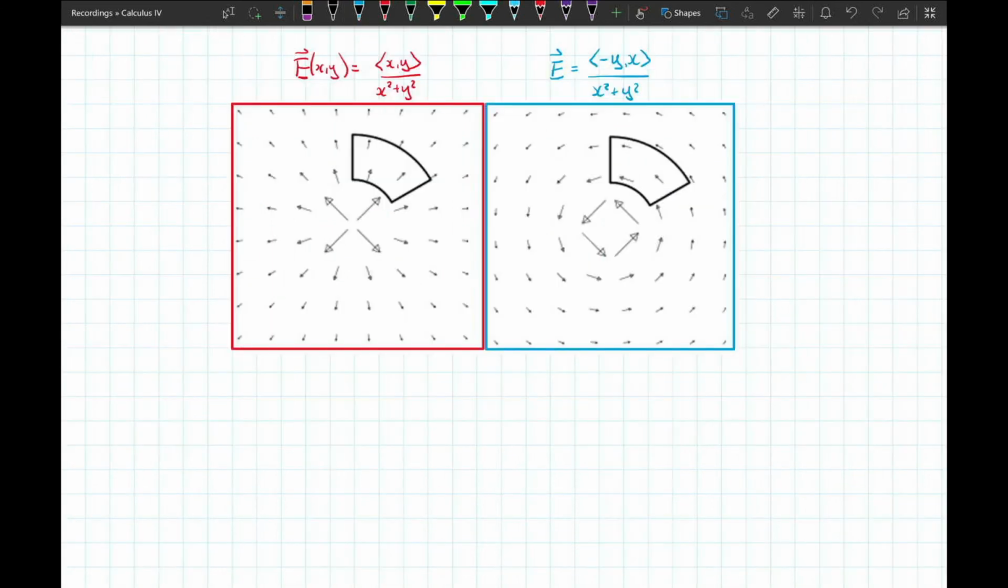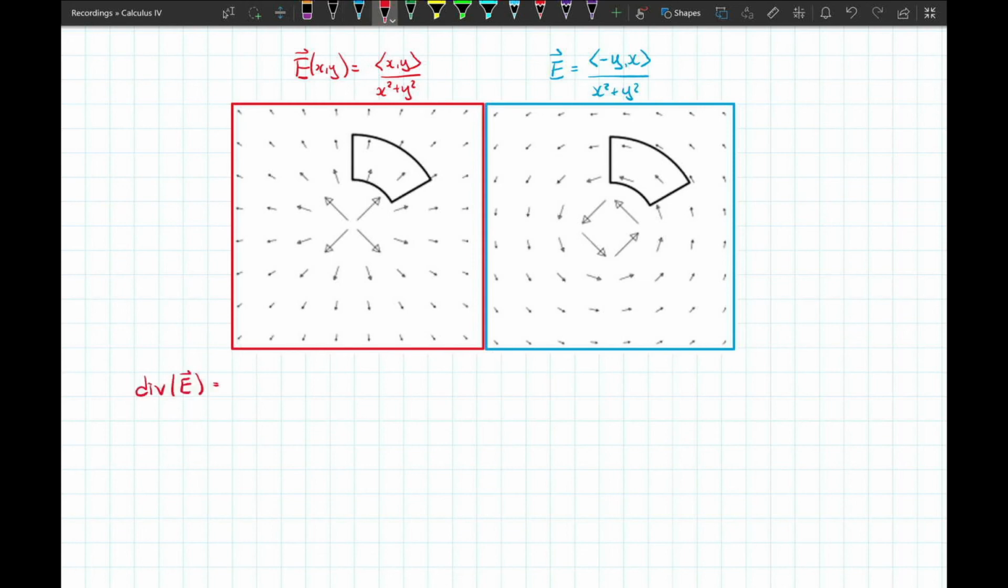Here I've got 2 fields. I'm calling them E instead of F, and there might be a reason for that. E of x, y is simply the vector field defined by x, y, all scaled by dividing by x squared plus y squared. And I've got another vector field E, which is simply negative y, x, but all being multiplied by the scalar 1 over x squared plus y squared again. Well, these are very similar to the examples we looked at earlier to understand curl and divergence, but let's actually calculate them in both of these scenarios.